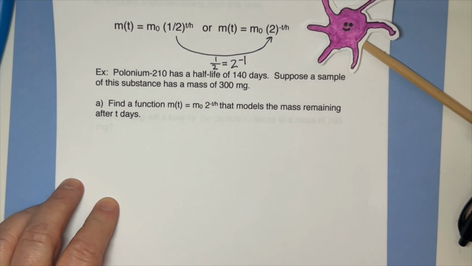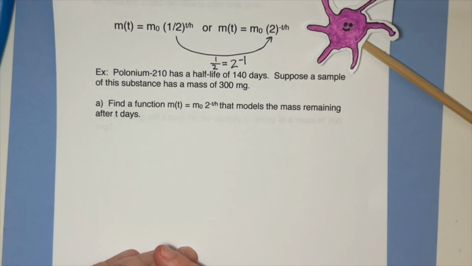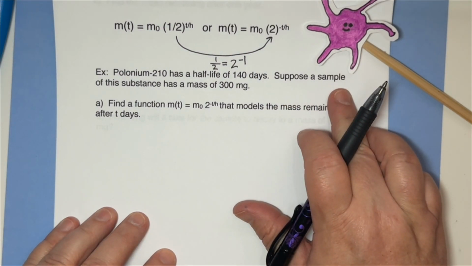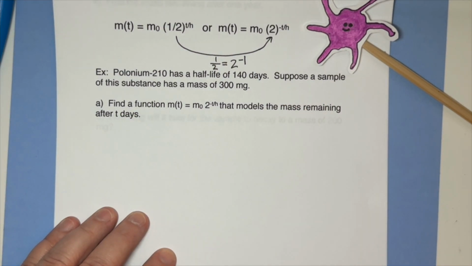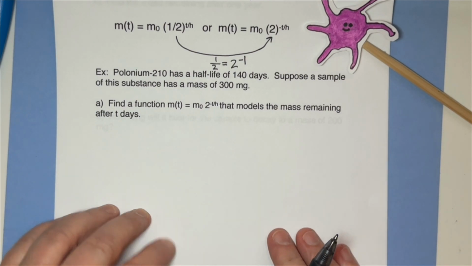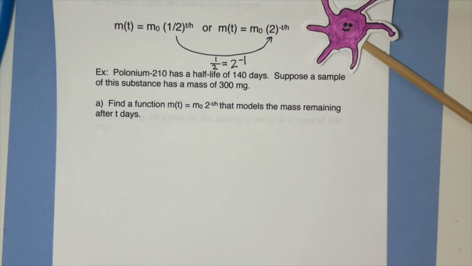Polonium-210. Woohoo. Has a half-life of 140 days. So in other words, after 140 days, half of whatever you had of it is gone. It's just gone pew, pew, pew, pew, off into the room, gone off somewhere to find itself. So suppose a sample of this substance has a mass of 300 milligrams. So little tiny. Find a function, m of t equals m naught times 2 to the opposite of t over h, that models the mass remaining after t days.